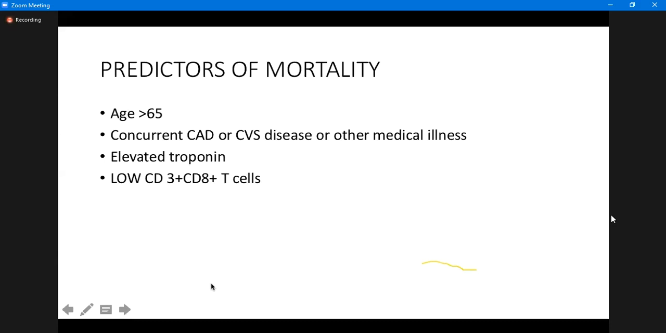Right. So I'm coming to an end to my presentation. There are very few predictors of mortality, but one of the major ones would be older age and concurrent medical illness like coronary artery disease, cerebrovascular disease. Elevated troponins are again a predictor of mortality. We are discussing predictors of mortality, not severe disease. For severe disease, there are so many other things identified. Low CD3 and CD8 T cells are also found to be predictors of mortality. So this is all I need to tell you.